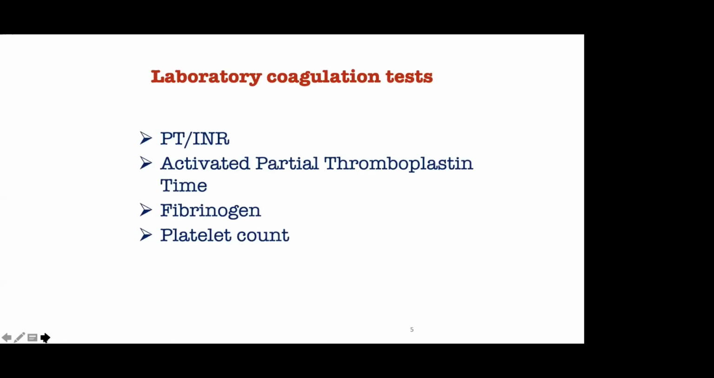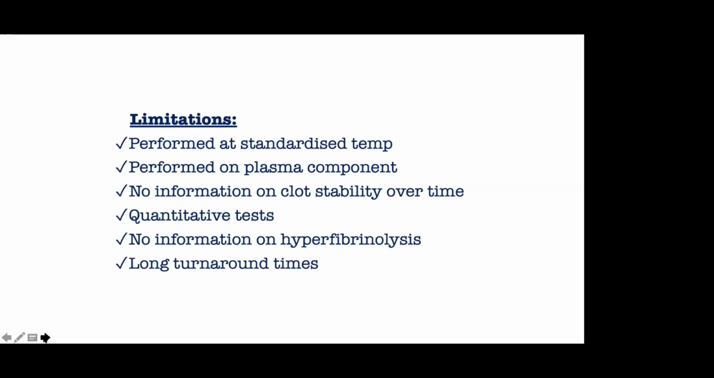So to test this coagulation, there are laboratory parameters: PT or INR, activated partial thromboplastin time, fibrinogen, and platelet counts. These are the few investigations we usually perform in any patient to assess coagulation. But the limitations are: they are performed at a standardized temperature, performed on the plasma component, give no information on clot stability over time, are quantitative tests, give no information on hyperfibrinolysis, and require long turnaround times.